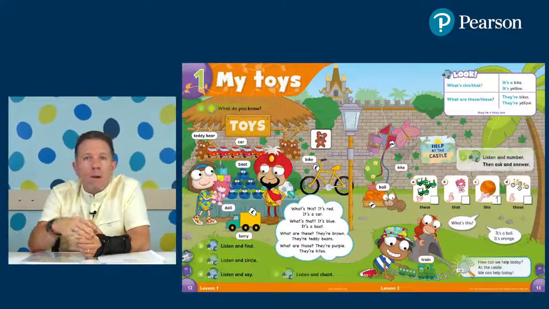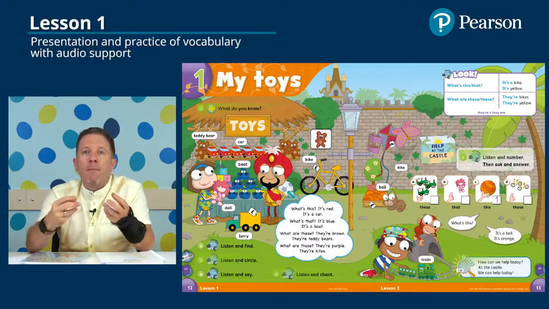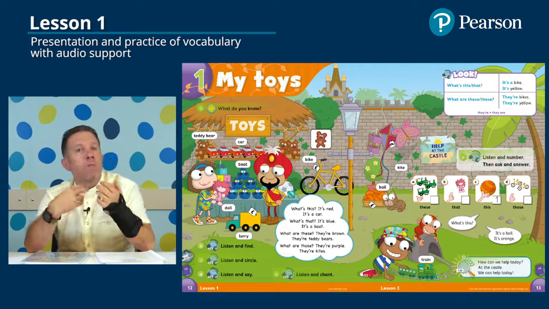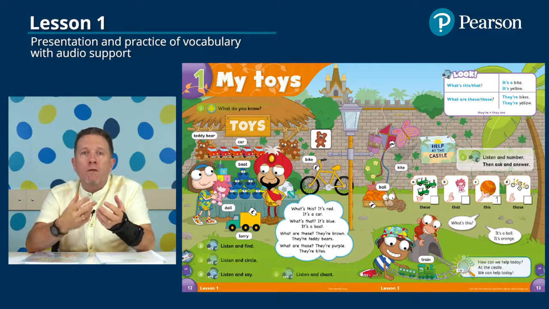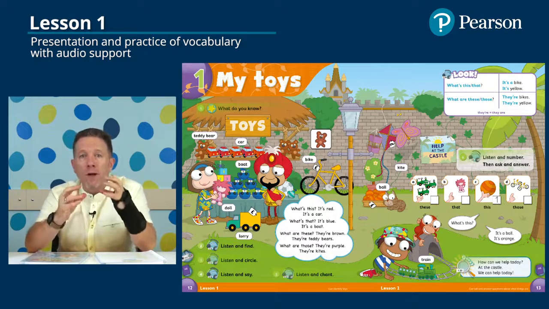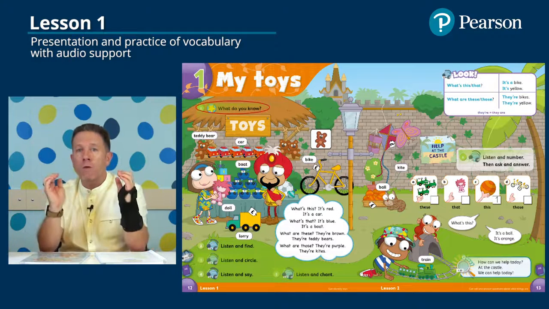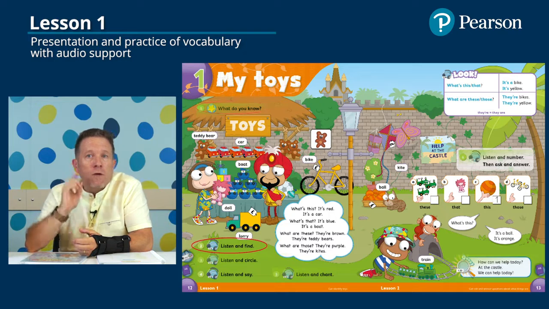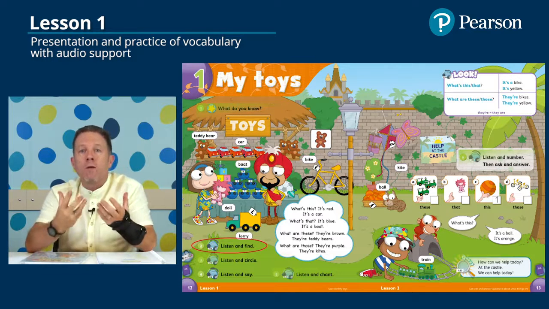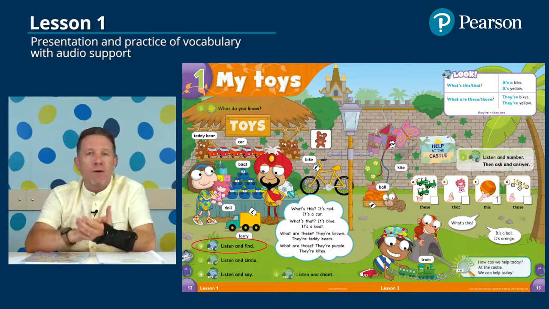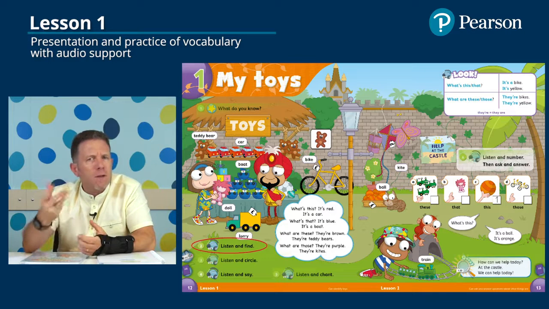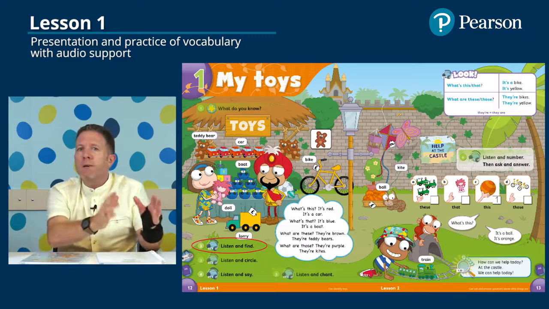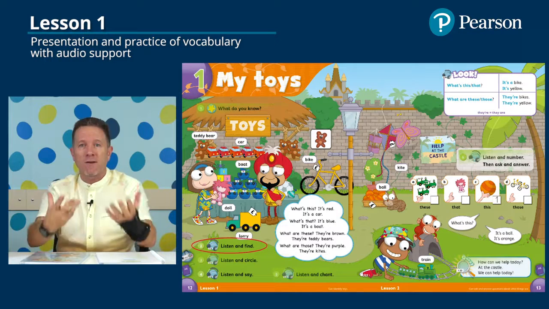Lesson 1. Presentation and practice of the vocabulary with audio support. Previous knowledge of the topic is achieved through an assessment for learning activity with the What do you know section. Pupils listen to the key unit vocabulary in the context of a dialogue between the characters. They then listen and repeat the vocabulary. You can also put them in pairs or groups to act out the dialogue.